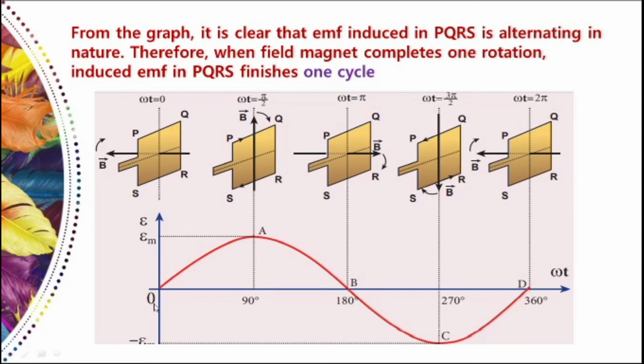See here the variation of induced EMF along the positive direction and negative direction alternatively. So, from this graph it is clear that the EMF induced in PQRS is alternating in nature, and when it finishes one rotation, then it is called one cycle.